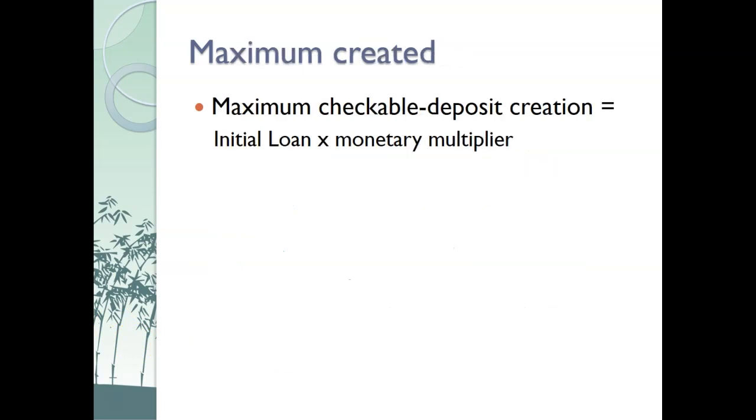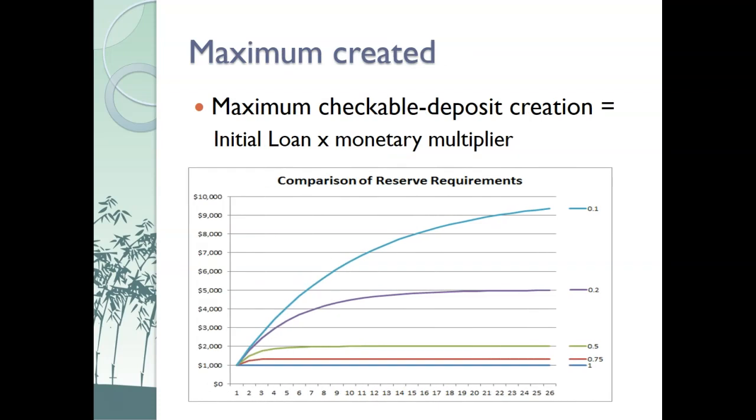So this is the maximum amount of money created. So maximum change in the deposit creation is, I like to use the initial loan times the monetary multiplier. The reason why I like to use the initial loan is because that way it's easier to use, and you have to use one equation for the maximum change in checkable deposits. More about that in a second during our practice.